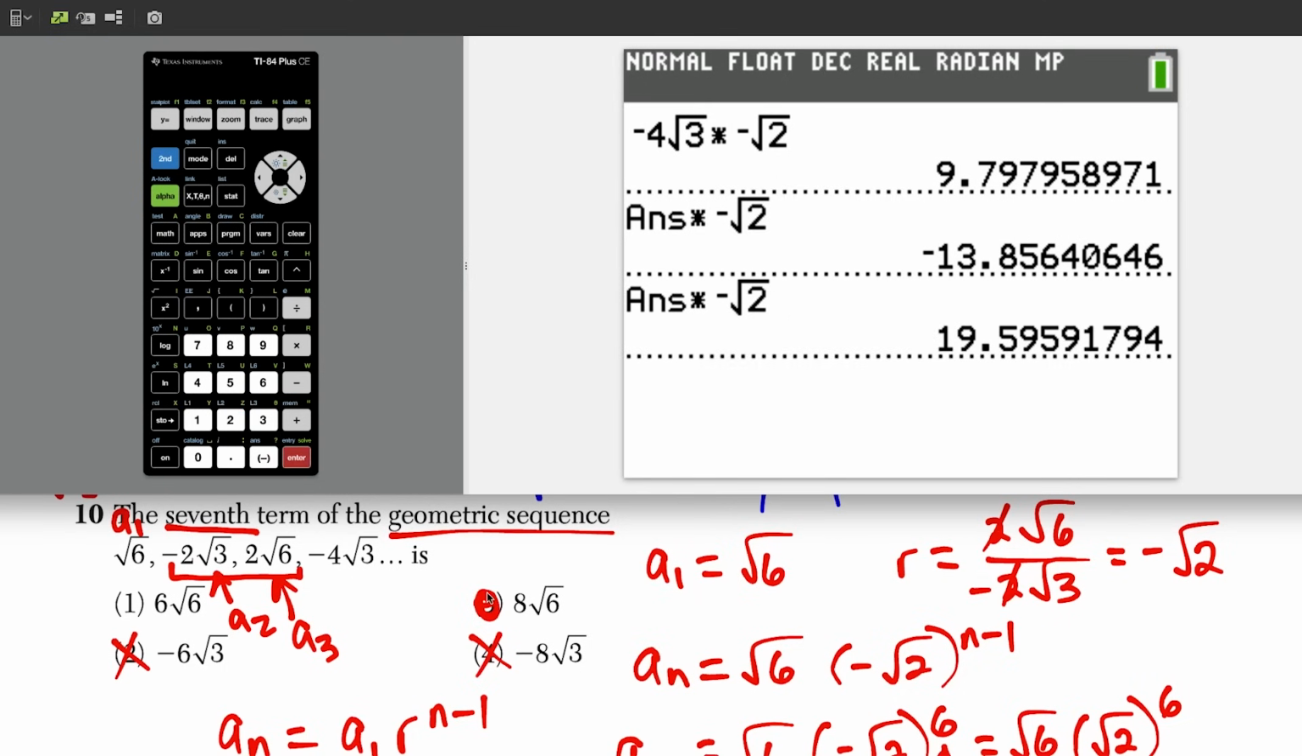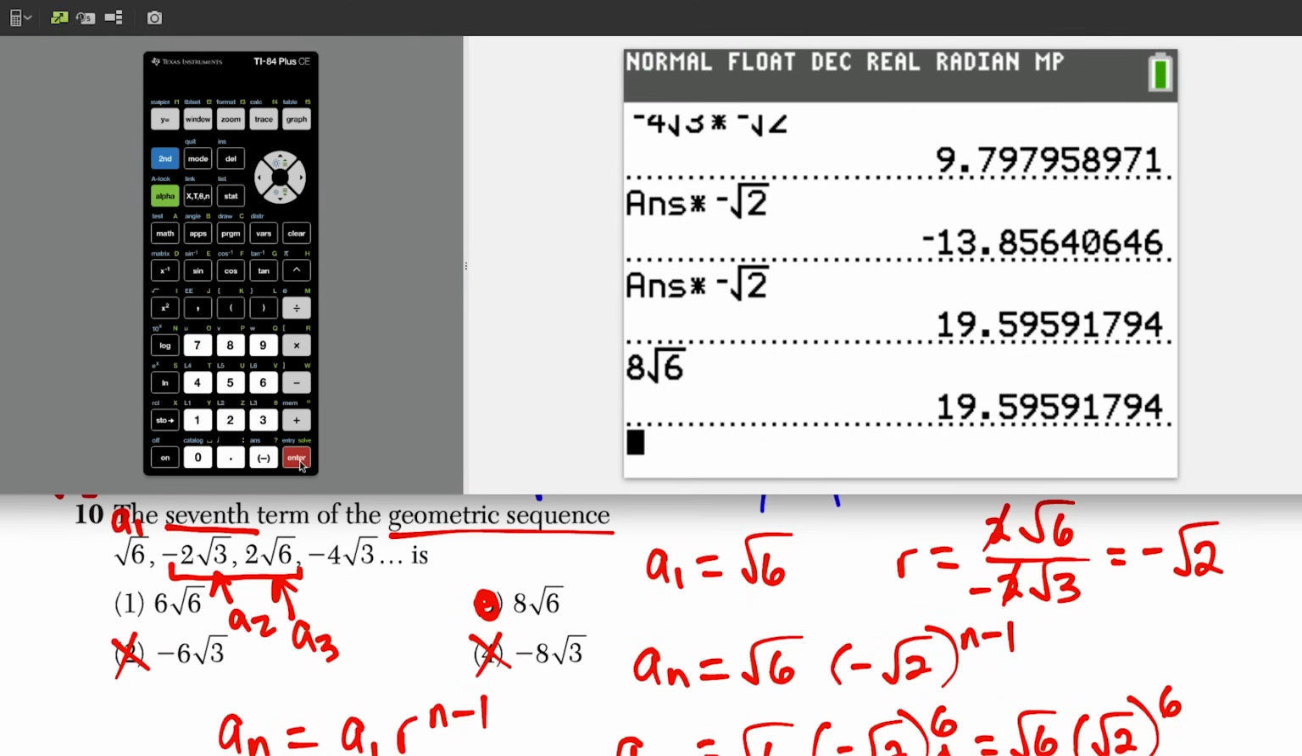And then as I run through the answer choices, by the time I get to 8 square root 6, you could see that this is going to give us the same exact thing here.